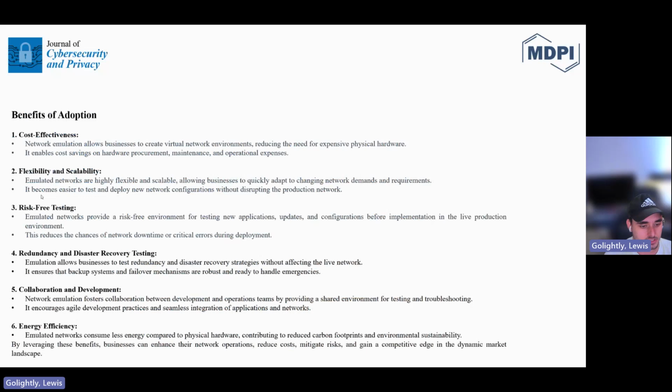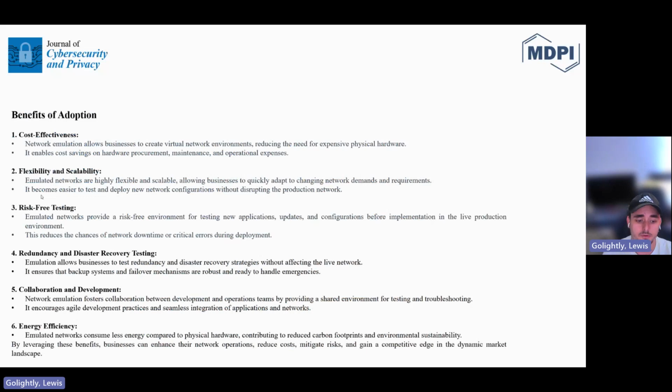Network emulation fosters collaboration between development and operations teams by providing a shared environment, which can be used for collaboration in testing and troubleshooting, and it encourages agile development practices and seamless integration of networks and applications.